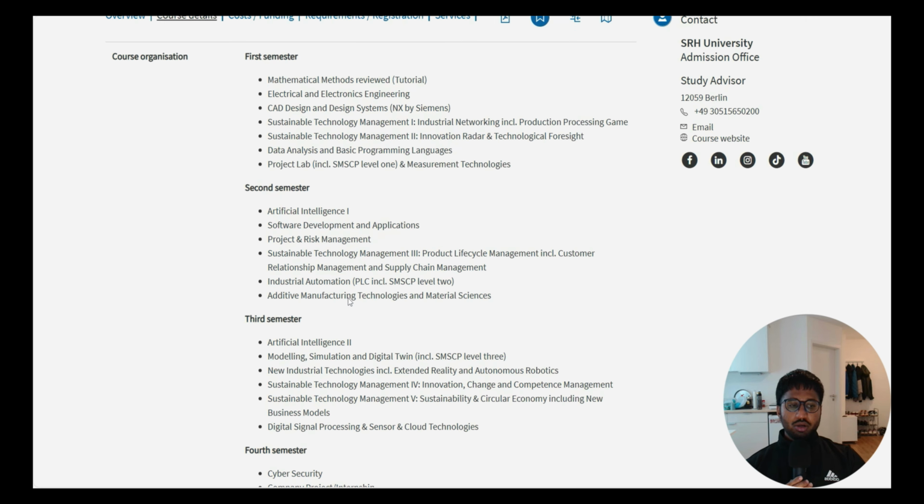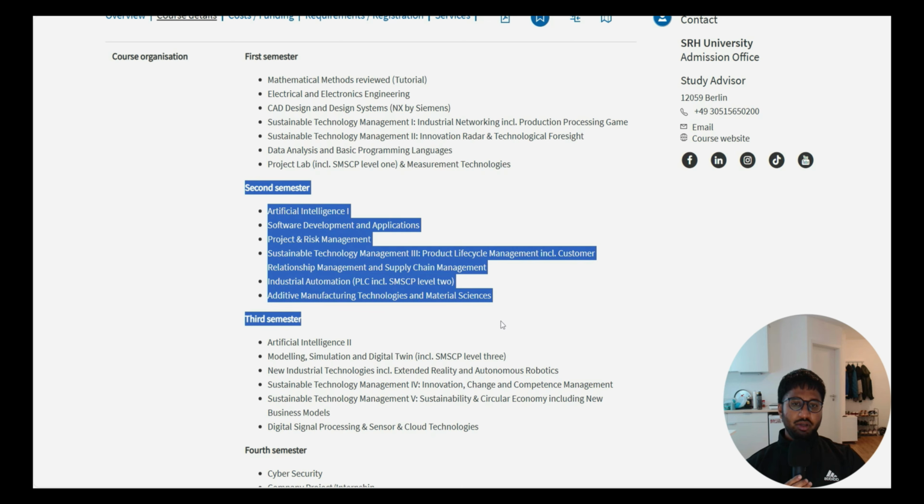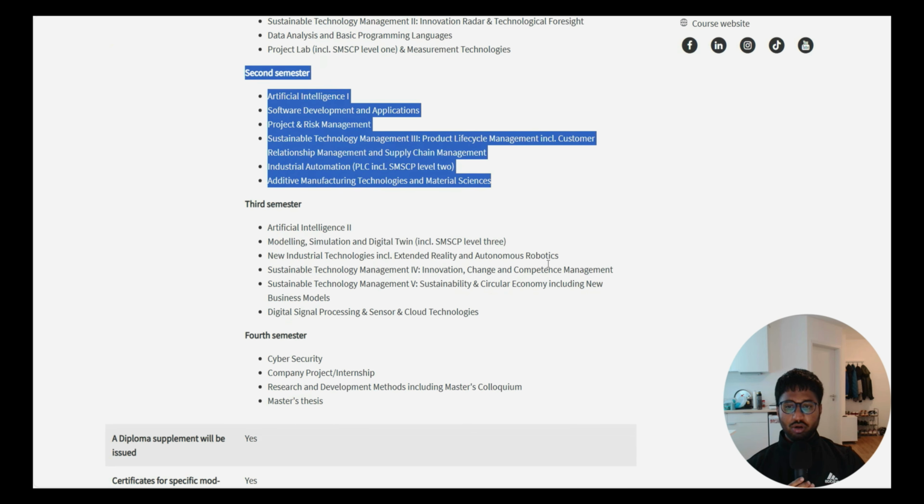So this is how the course is structured, and they have also planned properly what you will be doing each semester. So if you are a person who will be starting in winter, then you will do first semester in winter. If you will be starting in summer, then the course might change. For example, this would be your first semester because you will be starting in summer. So it depends on which semester you're going to start.